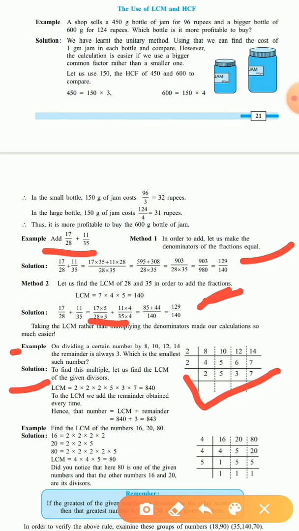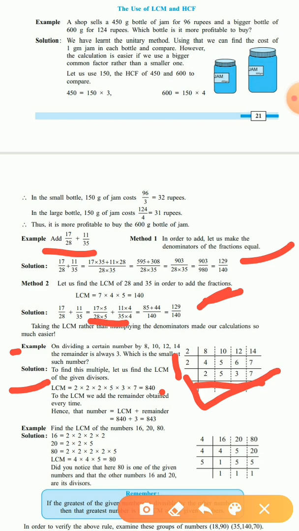Here, what is the LCM? How have we found the LCMs? These two, plus the last row. So 2 into 2 into 2 into 5 into 3 into 7 is 840. So to the LCM we add the remainder obtained every time. What do we add? The remainder is 3. So that number equals LCM plus remainder. LCM we have got 840, plus 3 equals 843.